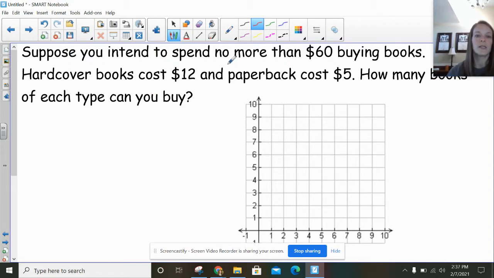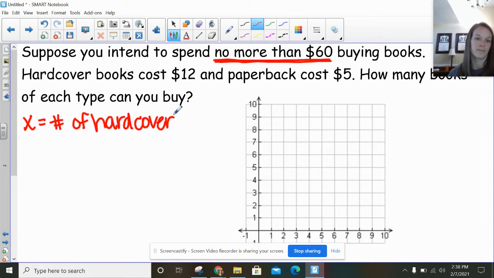So suppose you intend to spend no more than $60. Okay, so this is a key thing here. No more than $60 buying books. Hardcover books cost $12. Paperback cost $5. How many books of each type can you buy? Okay, so I'm going to let X be my number of hardcover. And I'm going to let Y be my number of paperback.